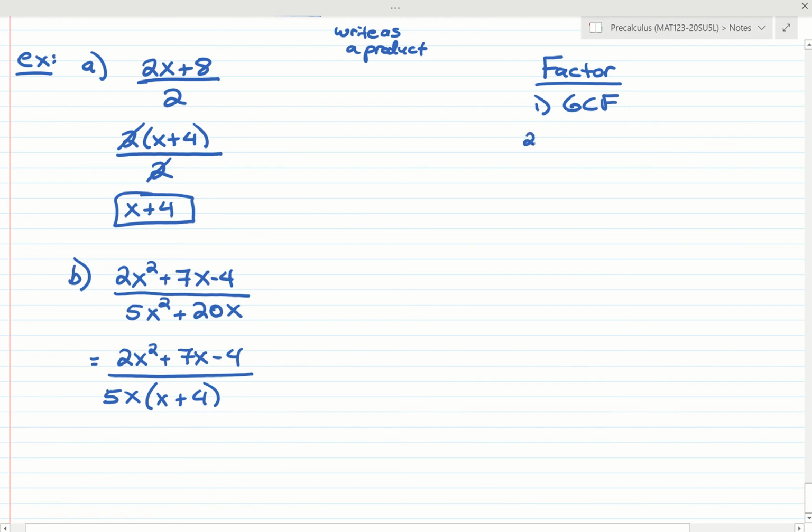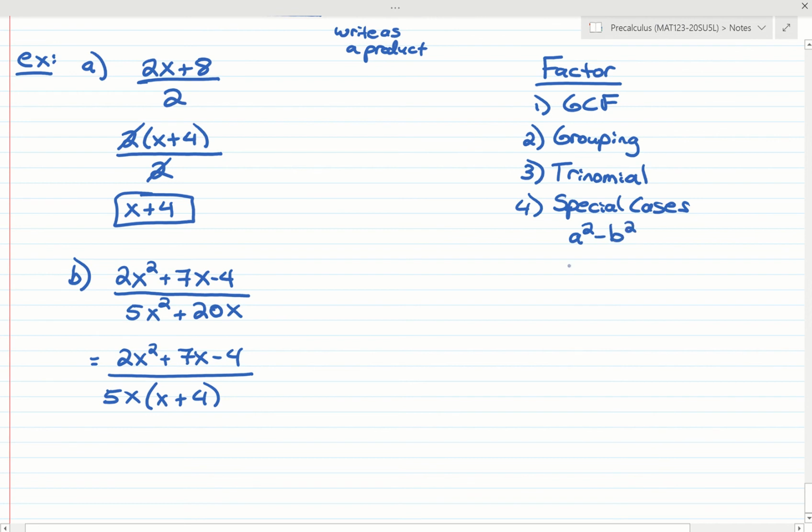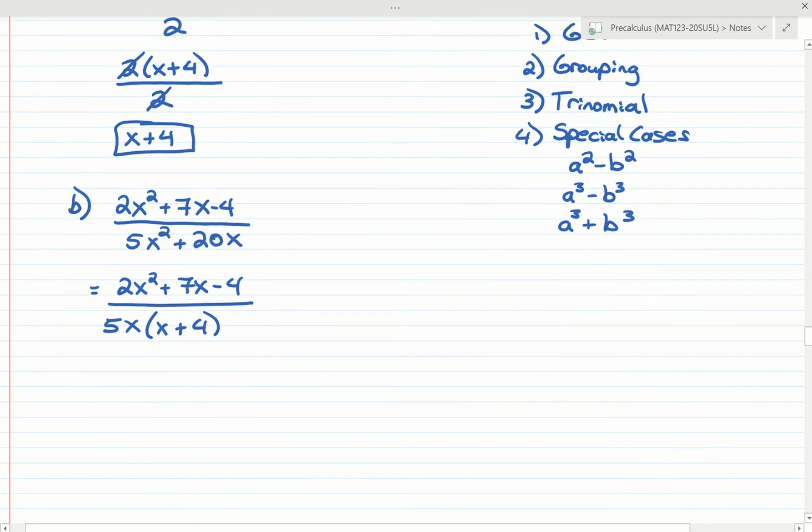The second type of factoring that we could do is called grouping. Grouping we use if there's an even number of terms, like 4 terms. We cut it down the middle and we take out a GCF. I'll go over that a little bit later on. Third type of factoring is called trinomial factoring. Some teachers call it the AC method, which I'm going to show you here. And then the fourth type of factoring is called special cases. Everyone hates special cases, but that's like if you have a difference of squares or a difference of cubes or a sum of perfect cubes. But we'll be going over those in a little bit.